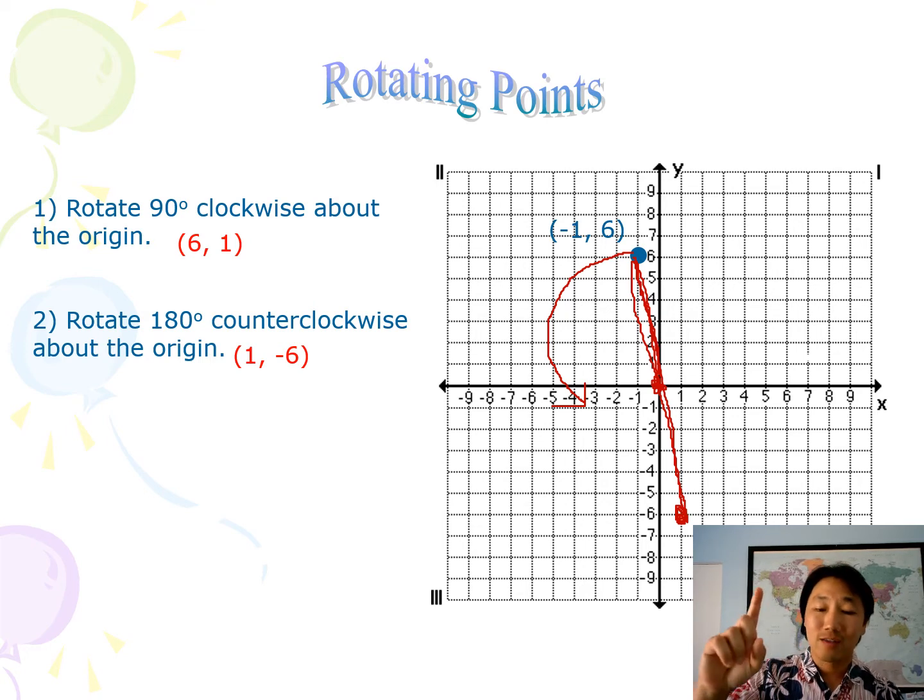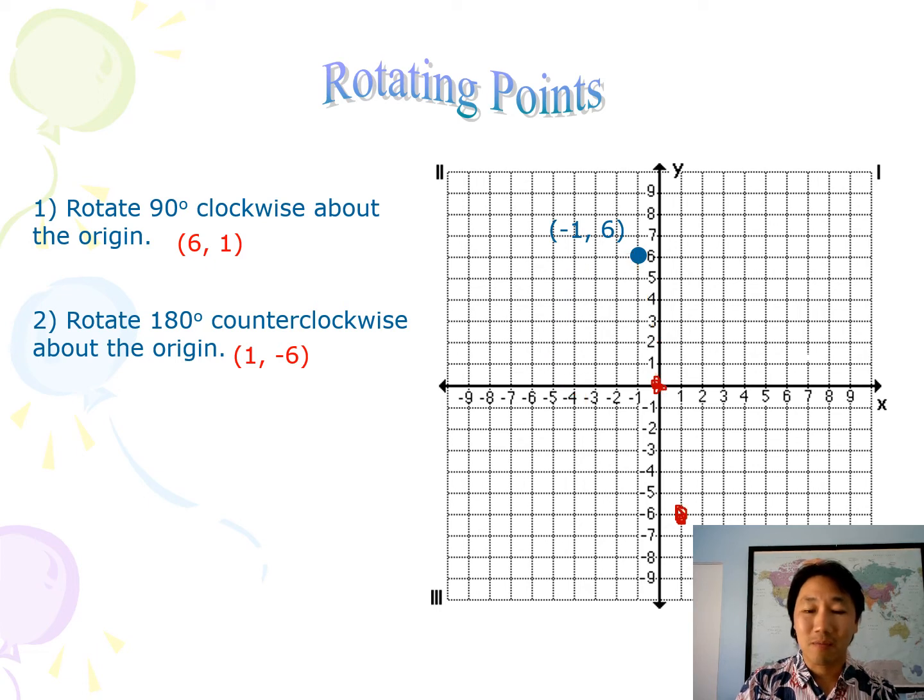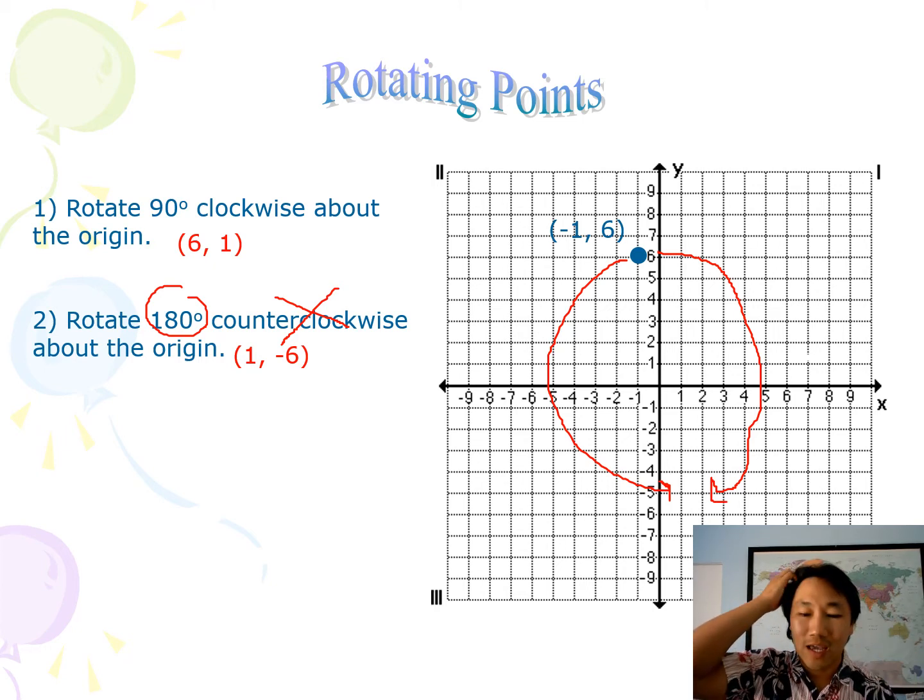Okay, now there's one thing you should notice is it actually didn't matter when we're dealing with 180 degrees if you go clockwise or counterclockwise. 180 degrees counterclockwise is actually the same thing as 180 degrees clockwise. So when you do 180 degrees, it doesn't matter which direction, you'll end up in the same place. Okay, let's do another example.